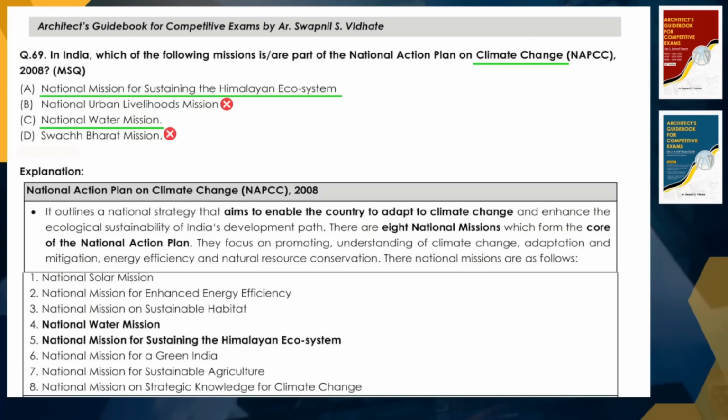Then the sixth is National Mission for a Green India. The seventh mission is National Mission for Sustainable Agriculture, and the eighth mission is National Mission on Strategic Knowledge for Climate Change. So as I said, B and D are the incorrect options. The correct options for this question 69 were options A and C.